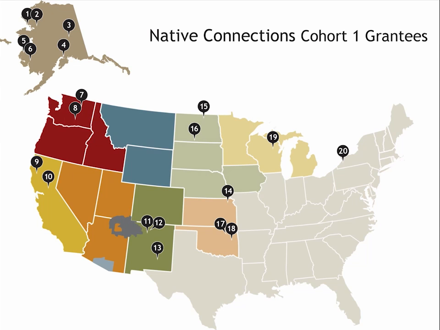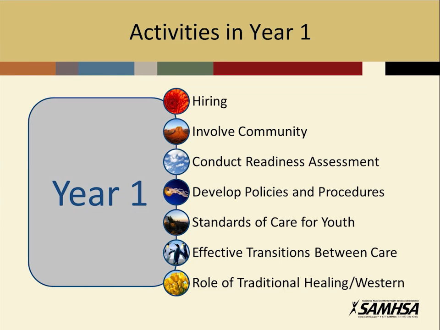Up here, you can see our Native Connections map. You can see in Alaska and the lower 48 just how spread out all of our tribes are. It's going to be pretty interesting just keeping up with everybody on the map. Our activities this first year for the grantees will be to hire your staff, start involving the community in this process, and conduct your community readiness assessment. You're also going to be working on developing your policies and procedures and some standards of care for your youth. We're going to be working on effective transitions between care, including the role of traditional healing in this process.